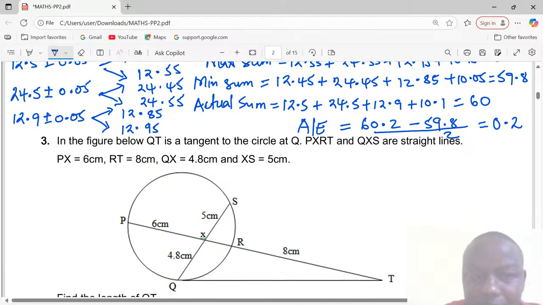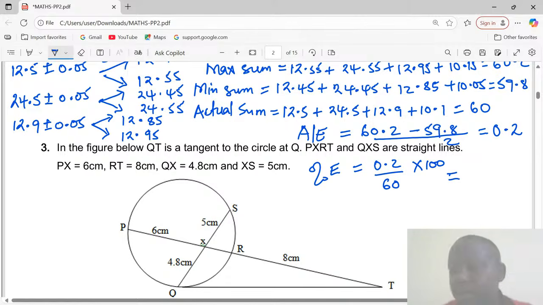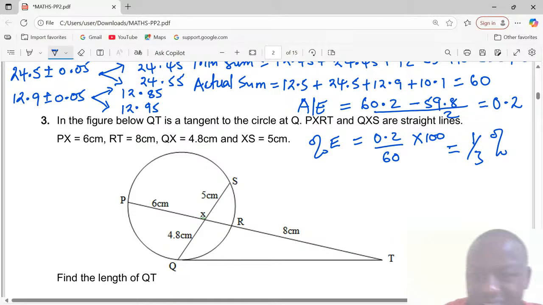Now with this, for us to proceed to percentage error, we need relative error times 100%. Relative error is given by absolute error over actual. Then we make it a percentage. So we take 0.2 times 100 over 60. And this is giving us a third percent, or 0.333 recurring.